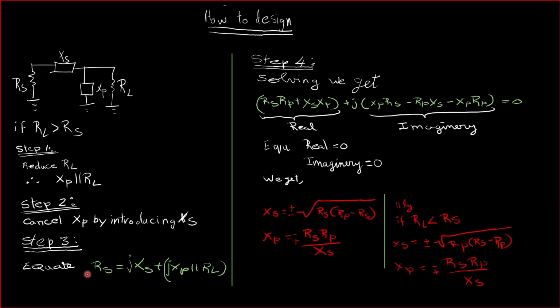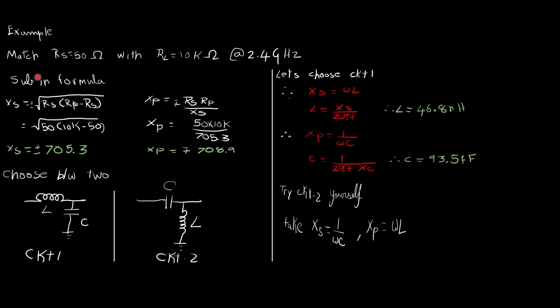Finally, we force the input impedance to be equal to the source resistance. So after solving the equations, we could separate them into real and imaginary terms. And by equating the real term and the imaginary terms to zero, we could obtain the formula for the series reactance term and the parallel reactance term. And similarly, if the load is lesser than the source resistance, this would be the formula. Now let's try to match this.